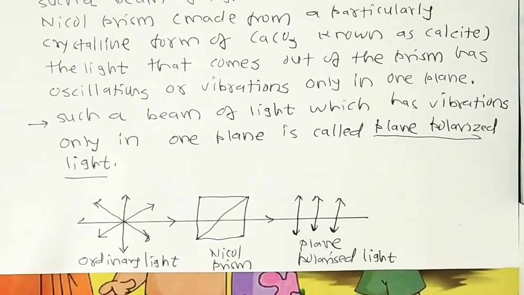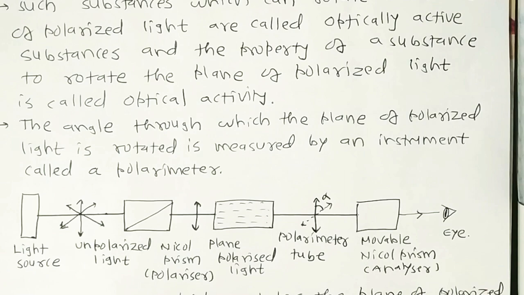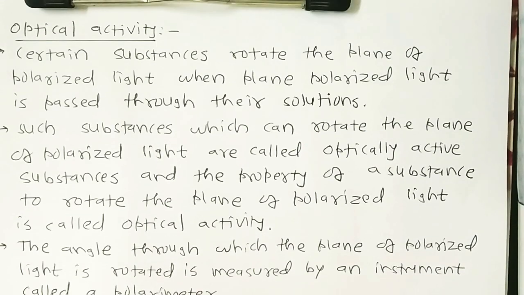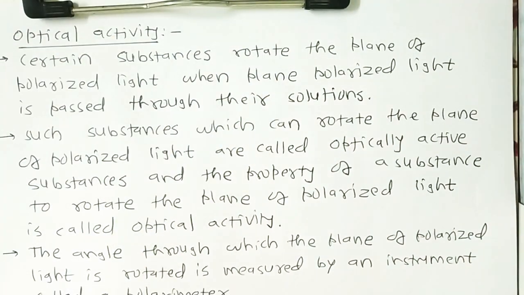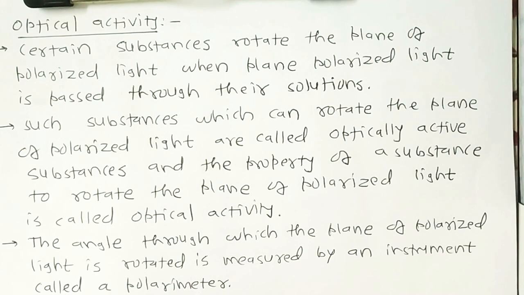After plane polarized light, our next topic is optical activity. What is the meaning of optical activity? Certain substances rotate the plane of polarized light. What is plane polarized light? It is a beam of light which has vibrations only in one plane, right? It's called polarized light. So certain substances rotate this plane polarized light when it is passed through their solution.